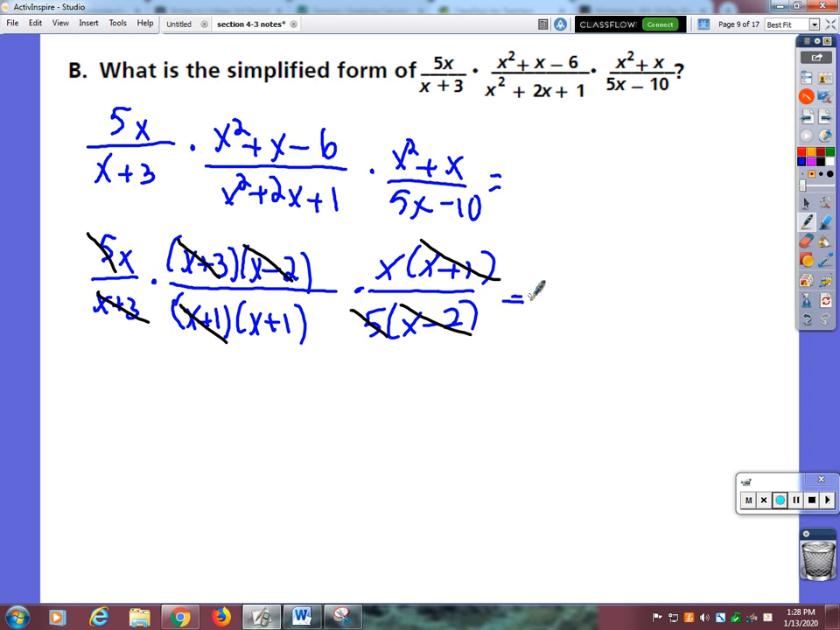So if I multiply what's left together, x times x is x squared. And what's left on the bottom? X plus 1. And remember, I cannot cancel this x and that x there because those on the bottom are being added. So that's it.